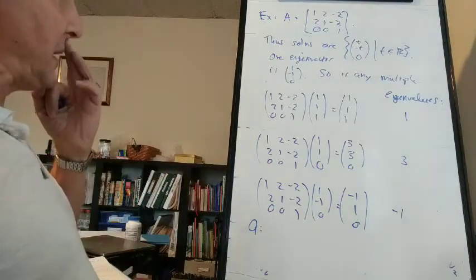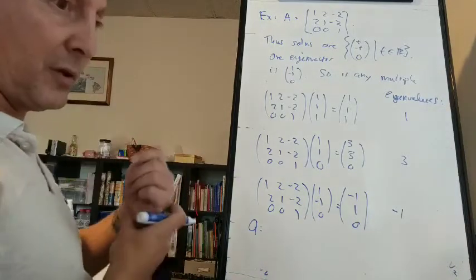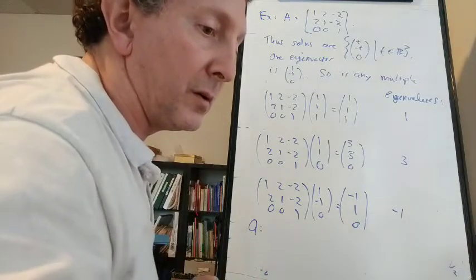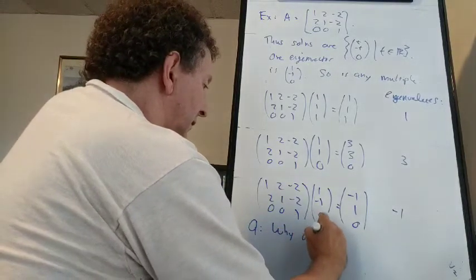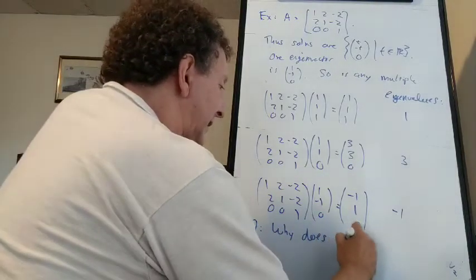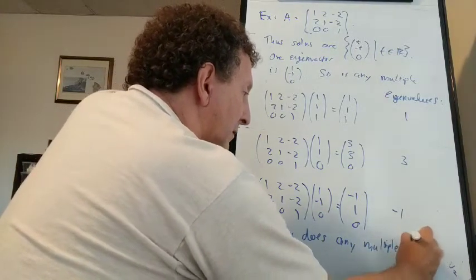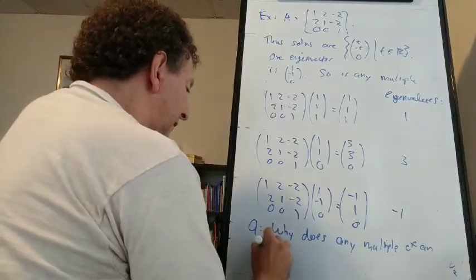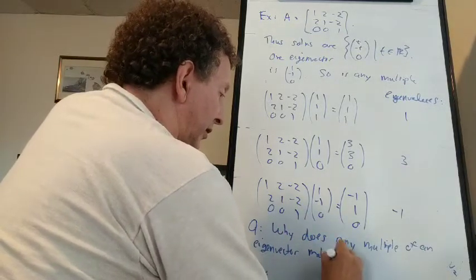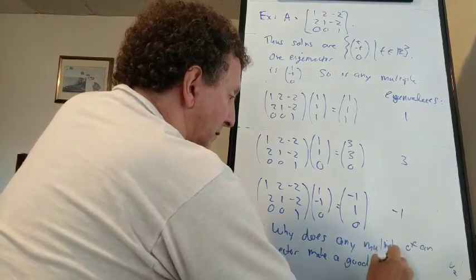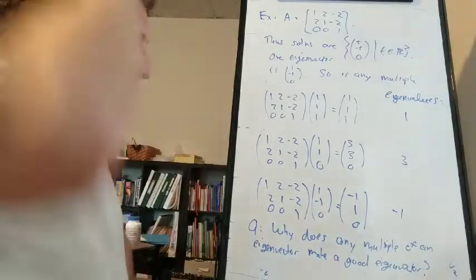Now each time we did the example, our answers had t in it. So any multiple of these vectors would work. Let's think about that issue. Why does any multiple of an eigenvector, and this is always going to happen, make a good eigenvector? So why do we have a choice of any multiple?